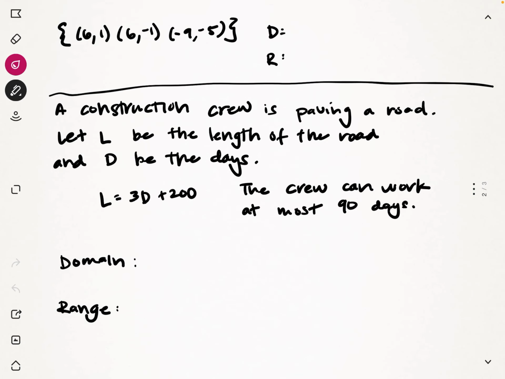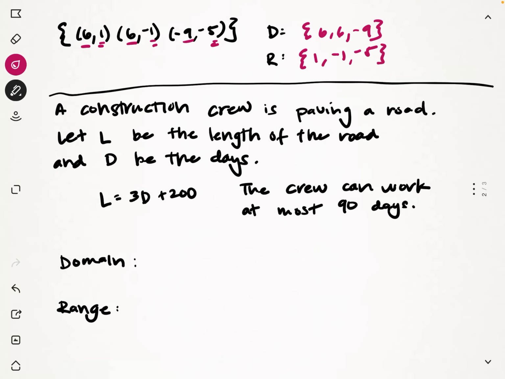Okay, set notation. Domain, again, is all the x values. So here's our x values. So we can write them in a set because it's in set notation. So we can say 6, 6, and -9. Some of you also might note that this is not a function because we have 6 twice, which is fine. And then our range would be our y values. So we write this in set notation. We have 1, -1, and -5.